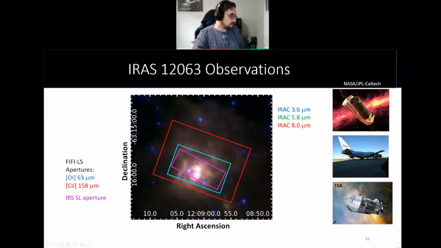So we have FIR observations tracing the 63, the 145, and 158 micron cooling lines, shown with these respective apertures. And again, we use Spitzer IRS short-low spectral cubes to trace the PAH emission. And finally, not shown here, we use the Herschel PACS 70 and 160 photometric observations to trace the far-infrared dust continuum. And so this source is characterized by two ultra-compact regions, which are traced in the radio as source A and source B.